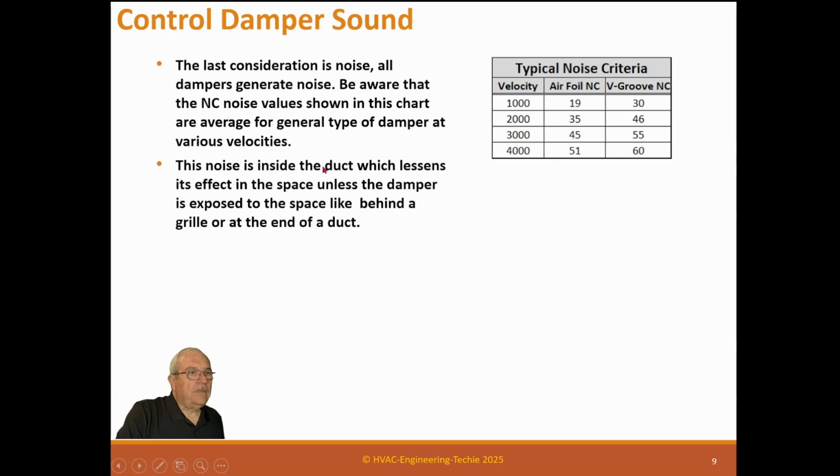Now these are values inside the duct, but they're still very, very high, so you need to be careful of that. This noise inside the duct lessens in the space because of breakout noise of the duct, unless the damper is exposed to the grille, like behind a grille or at the end of a duct. Then it won't be contained inside the duct, so it'll be exposed. So just remember that whenever you're doing dampers, noise may become an issue. This is room noise level, and this is very low, but these here are very, very high.